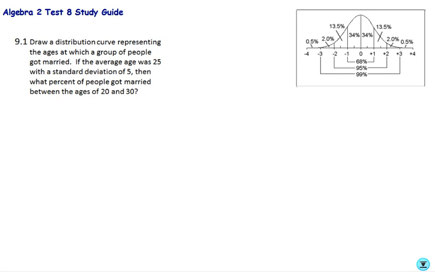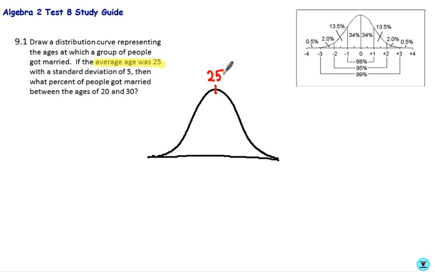So what I'm going to do is I'm just going to start by drawing a distribution curve. The way this thing looks, there's a hump in the middle and then it kind of comes back down like that. And I'm going to look at the information that's given to me in the problem. So it says the average age that a group of people got married was 25. So I'm going to label this. The middle of the curve is always the average. So this would be 25, or the mean. The symbol that we use for the sample mean would be x bar.